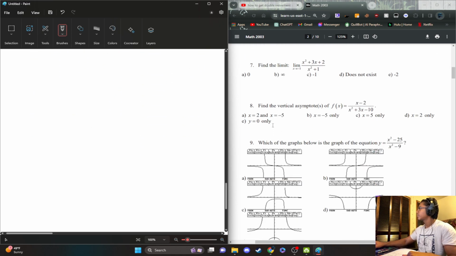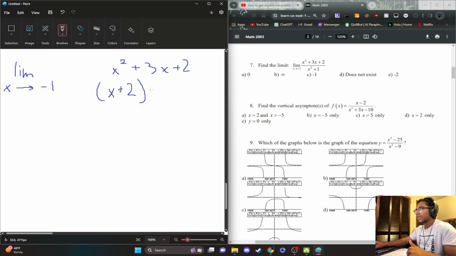Okay. Number 7. Another limit question. For this one, they're asking for the limit as x goes to -1. And I can tell from the top you can factor it out. So 3x plus 2 is the same thing as x. Whenever you can, just factor it out to get a good visual representation of what's happening. Otherwise, you don't have to factor, like for this example, but let's just factor it out. Okay, x plus 2 and x plus 1.